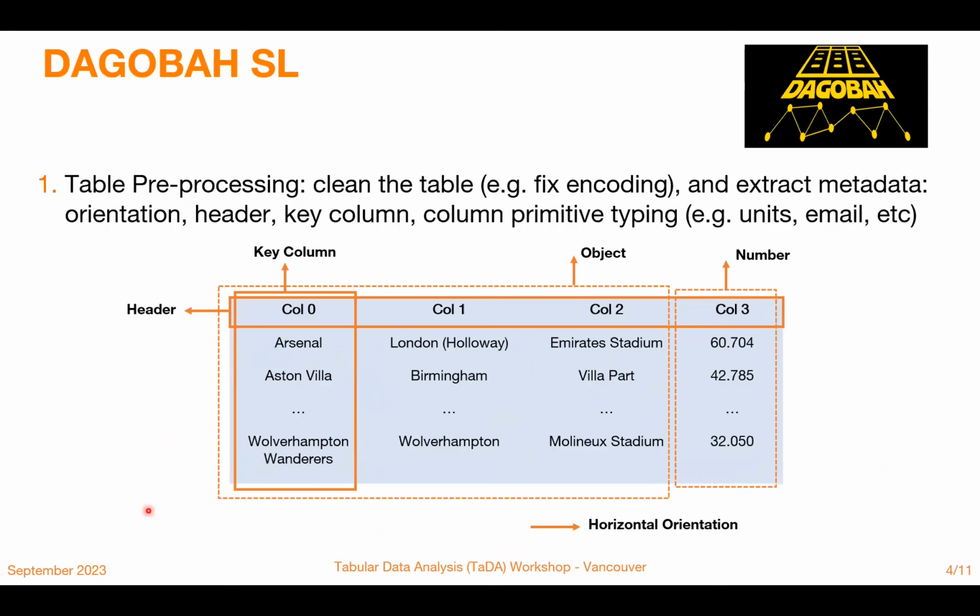Our team has developed a system called WSN performing those annotation tasks. The pipeline includes 3 main steps. First, table preprocessing. We clean the table and extract some metadata, like orientation, whether the table is horizontal or vertical, the header, the key column in the table, and extract some basic data types of every column, like number or object.